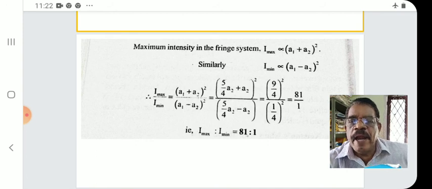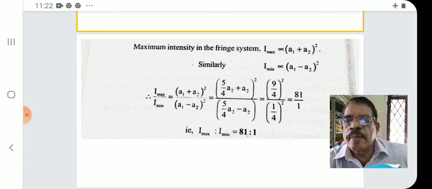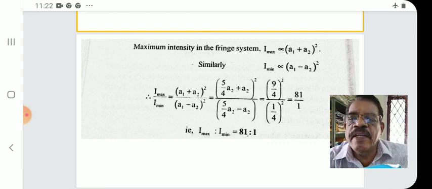So I maximum is (a1 plus a2) whole square. I minimum is (a1 minus a2) whole square. We divide. Band intensity ratio I maximum by I minimum is equal to (a1 plus a2) square by (a1 minus a2) square. We put the value of a1 in terms of a2 as 5/4.